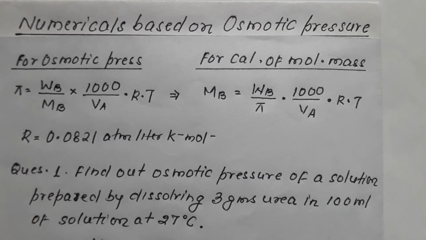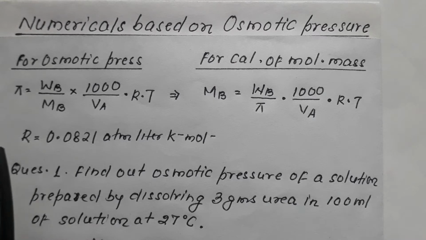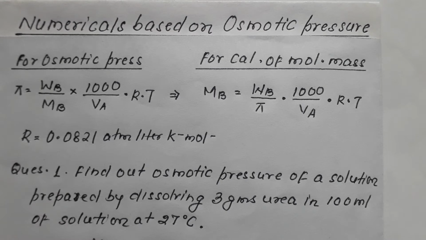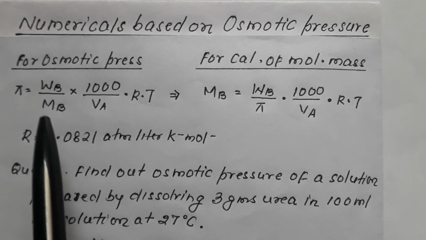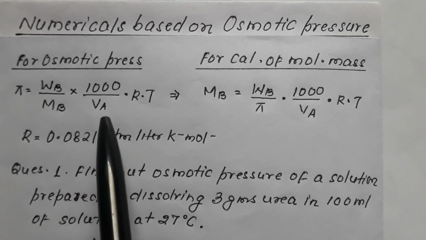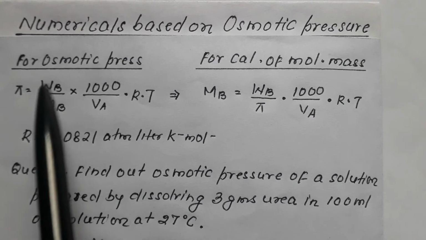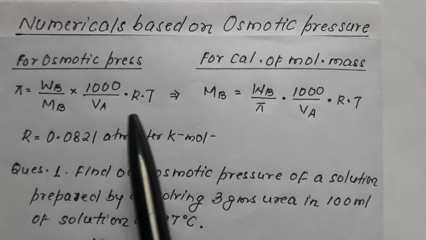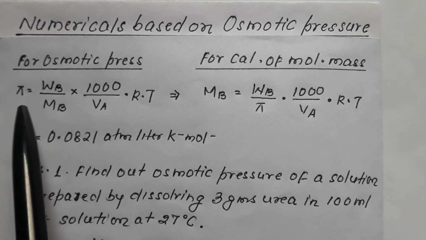Now if this equation is applied to calculate the osmotic pressure, it was pi is equal to m into R into T, where the value of m is Wb upon Mb into 1000 upon Va. Hence the equation becomes pi is equal to Wb upon Mb into 1000 upon Va, which is the value of molarity, into R into T. This is the formula applicable to calculate the osmotic pressure pi.